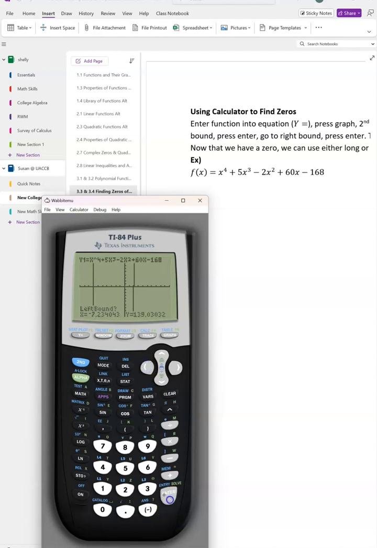So that's far enough. We'll hit enter, and then it's marked here, so we want to go below 7. I'm going to say enter. Enter. So negative 7 is one of ours, so that is one of our zeros.